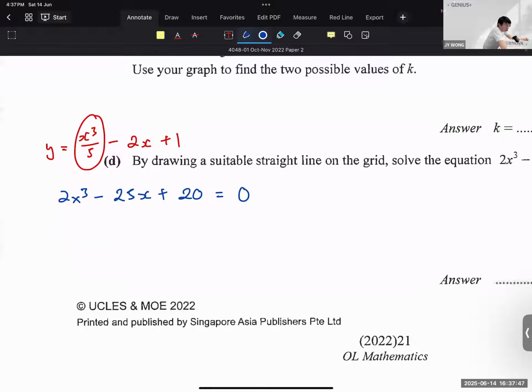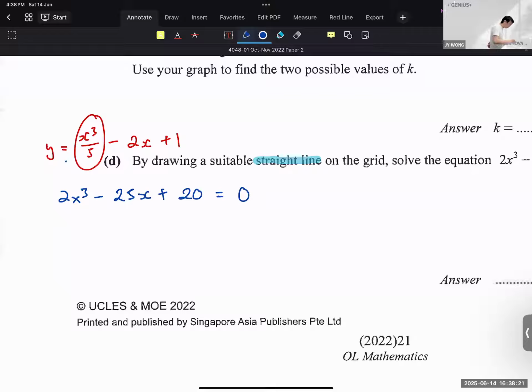You cannot minus the x cubed because you must draw a suitable straight line. If your line has an x squared or x cubed, then it is no longer a straight line. A straight line can only be y equals mx plus c. So I can only see x. I cannot see any other permutation of x. I cannot see over x. I cannot see x squared. I cannot see x cubed. So you cannot just directly minus. It can only be done by dividing or multiplying by a certain coefficient.